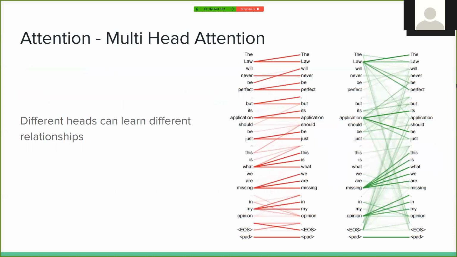Here we have an example with two different heads that were acting on the same sentence, and they've learned some different relationships. We can see that the red one, for example, has focused on the very close neighborhood structure of the sentence, whereas the green one appears to have learned some structure that is more about the sub-sentence parts of the sentence.